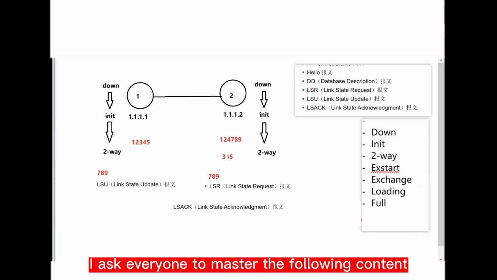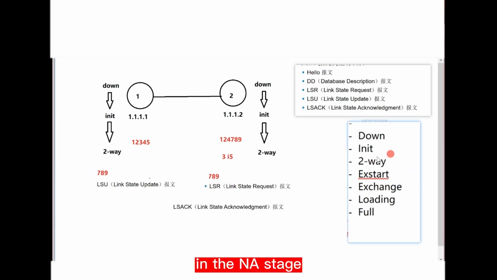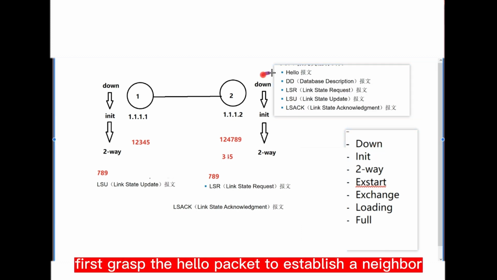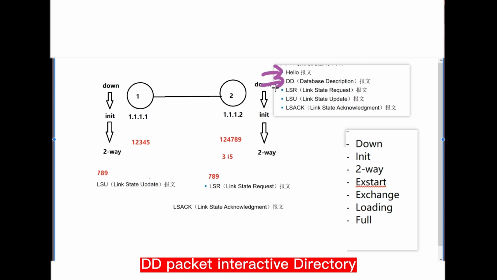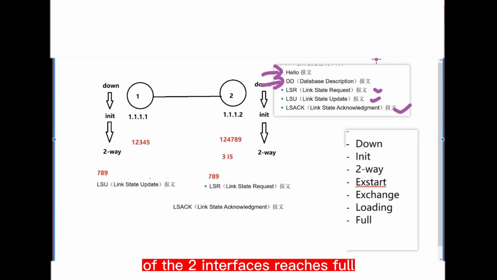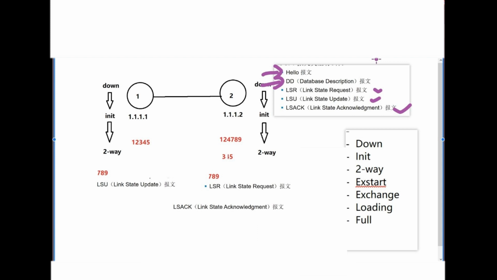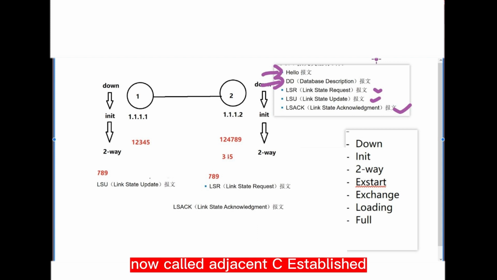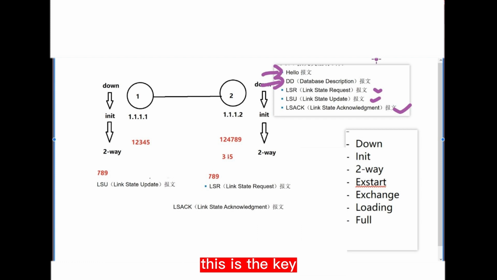I ask everyone to master the following content in the NA stage. First, grasp the hello packet to establish a neighbor. Second, the DD packet exchanges the directory, and then request, reply and confirmation. You need to know their names and uses. Now I tell you: when the mutual status of the two interfaces reaches full, it is called adjacency established. This is the key.